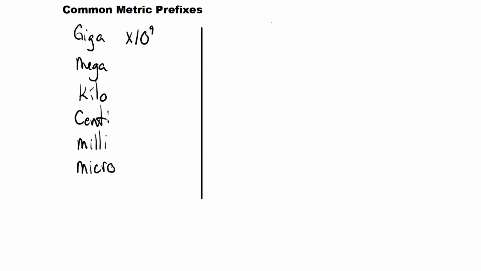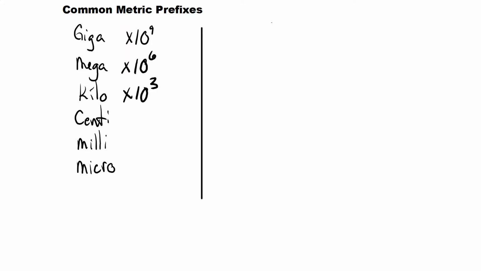Let's look at some of the common metric prefixes and their associated power of 10. We start off with giga, which is times 10 to the 9th. Mega is times 10 to the 6th. You're familiar with that from megabytes, and giga from gigabytes, I suppose, or gigahertz in your computer processor speed. Kilo, you're used to from kilometers, and that's, of course, times 10 to the 3rd.